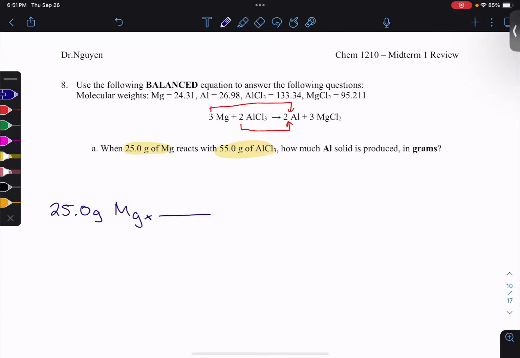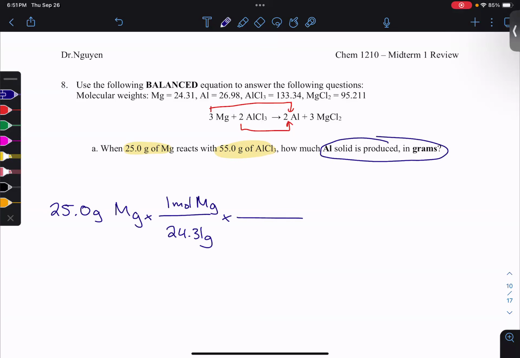We'll use the molar mass of magnesium, so 24.31 grams is 1 mole of magnesium. Now that I'm in moles, I can use the coefficients. I can get on the bus to go to aluminum. Why do I want to go to aluminum? It's because the question is asking how much aluminum you make. So I want to go to the aluminum product, not the other one, because it's not asking how much magnesium chloride I'm making, it's how much aluminum. So the coefficients there are 3 moles of Mg make 2 moles of Al.